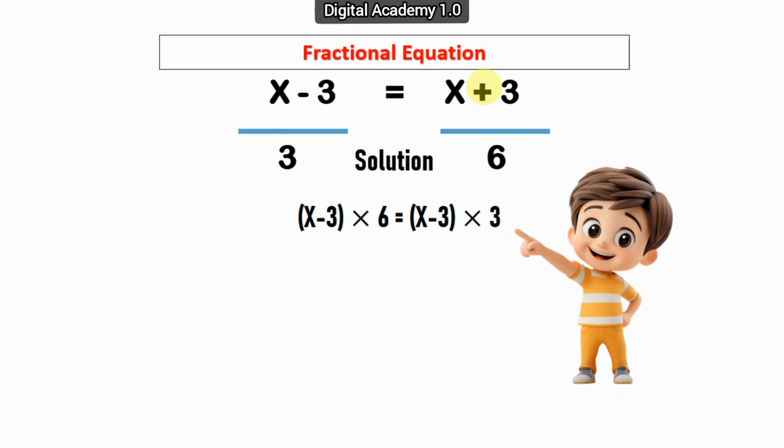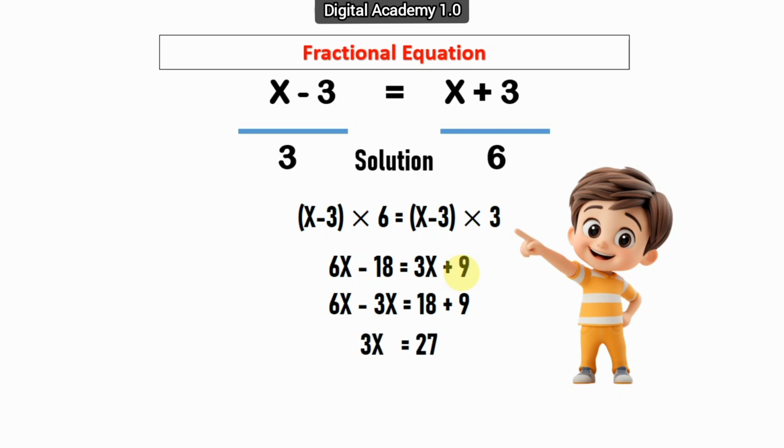Step 2. Expand the equation. 6x + 18 equals 3x + 9. Step 3. Move like terms. Bring variable to one side and constants to the other. We get 6x - 3x equals 9 - 18. We get 3x equals 27.